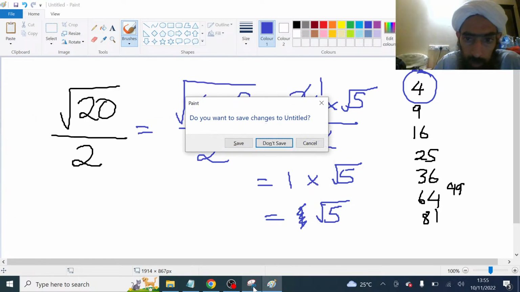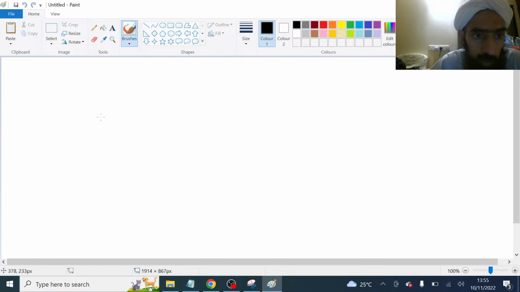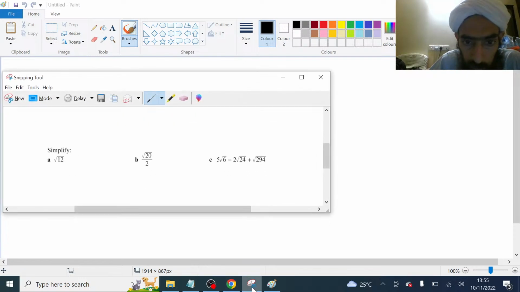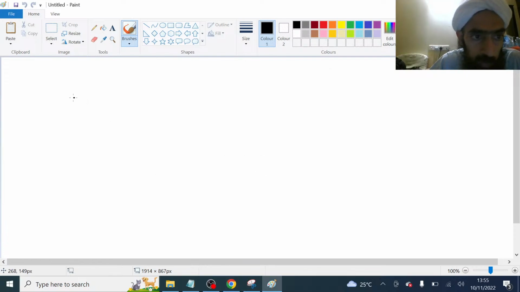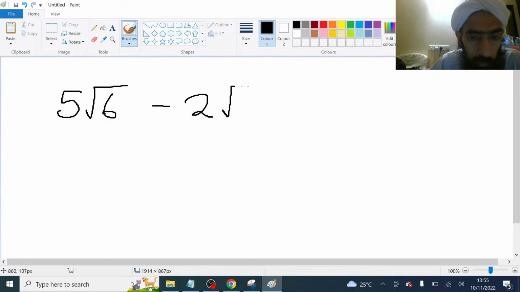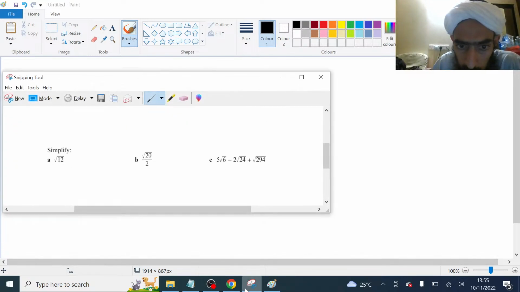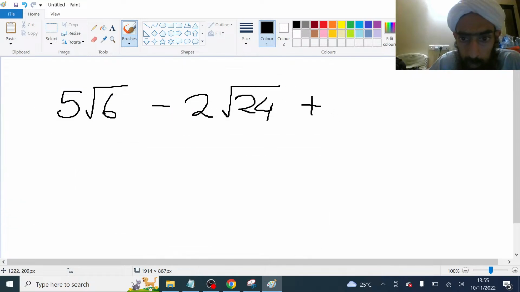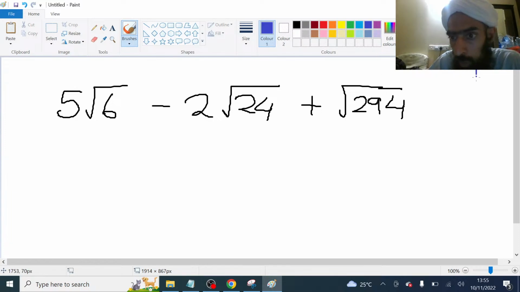Okay, now let's apply it to something a lot harder. So here we've got 5 root 6, take away 2 root 24, minus, or was that a plus, root 294. So don't panic, this is just the same thing, but we're going to do it over and over 3 times.